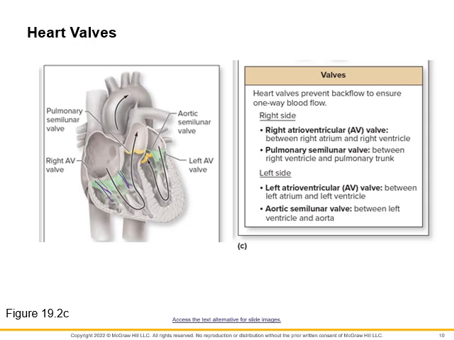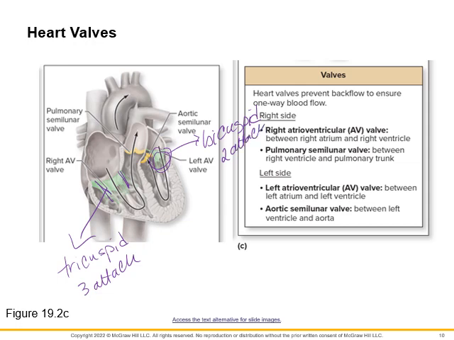This right here is the right AV valve, or tricuspid. I still use tricuspid and bicuspid. I'll take either answer, but just so that you know what I'm talking about, right? So this is the bicuspid, and you're going to see the tricuspid has 3 attachments and the bicuspid has 2 attachments. A student one time said you always want to try something before you buy something. So the tricuspid comes first. It's on the right side.